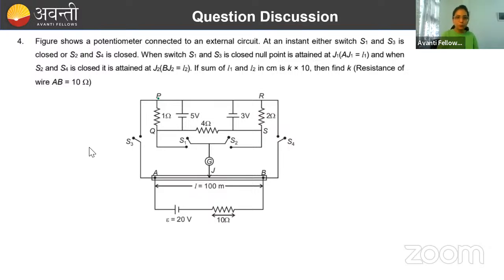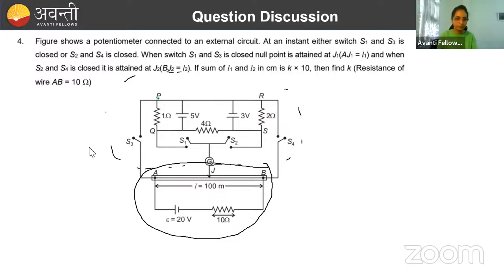Figure shows a potentiometer. Potentiometer कौन सा है? This one is your potentiometer, है ना? Done. And this is connected to an external circuit. What is the external circuit? Whatever here, rest of the potentiometer, is the external circuit. So this is your external circuit. Now, at an instant, either switches S1 and S3 are closed, S1 and S3 together, in one situation, or in another situation it may be S2 and S4. S4 is here, S2 and S4 are closed.